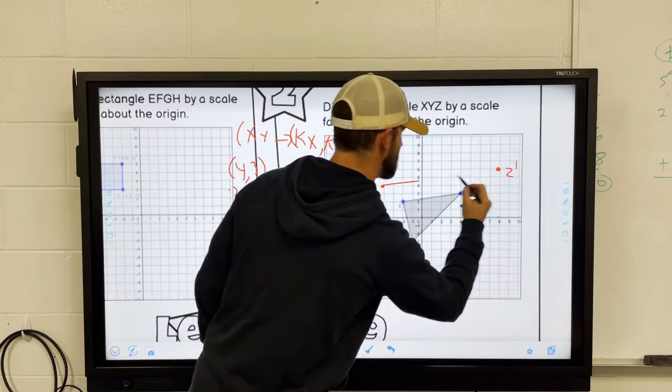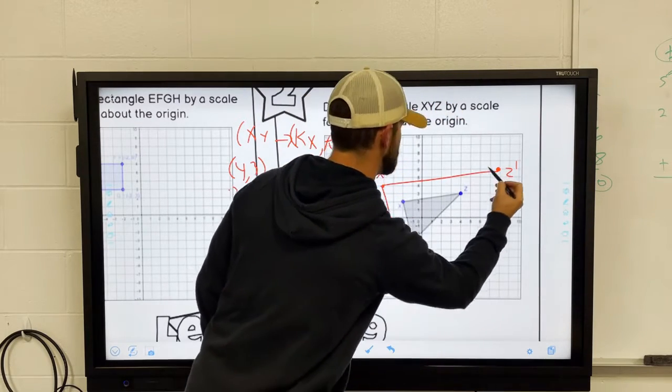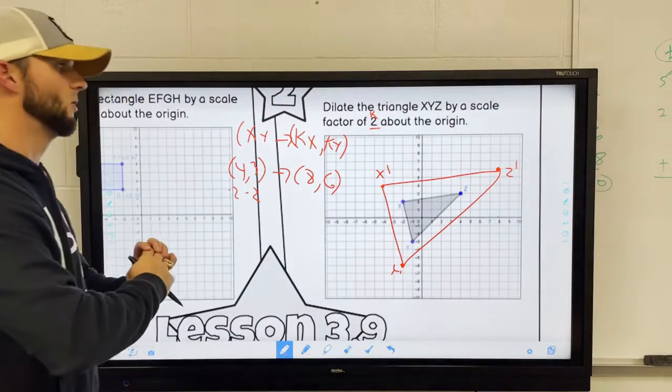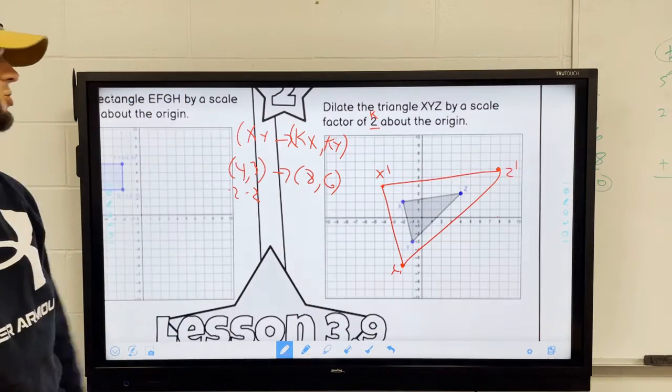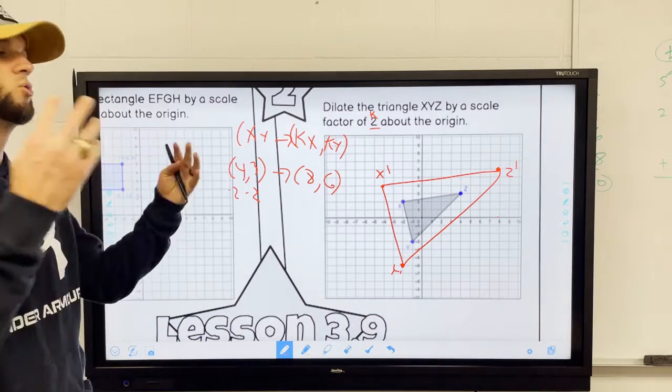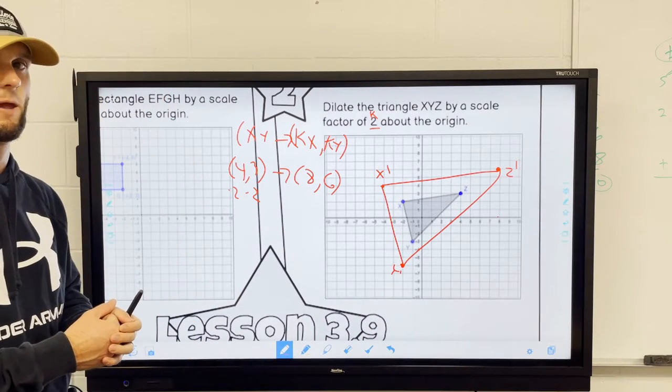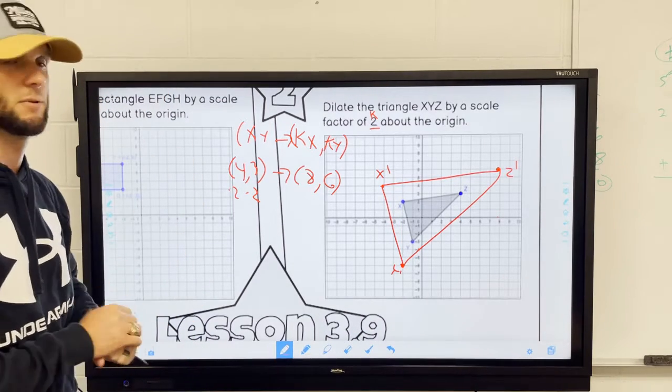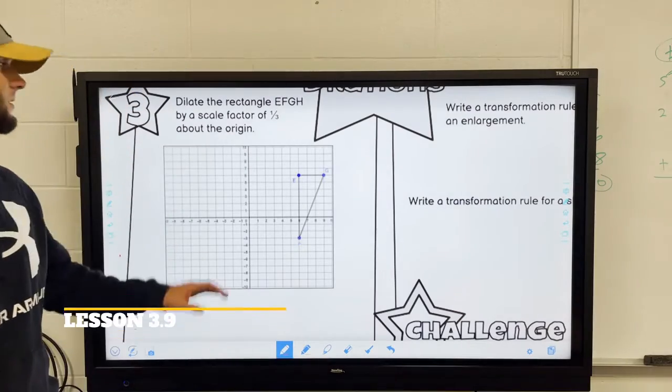If I actually connect my points here, you can see that my triangle has gotten bigger compared to my other triangle because I multiplied it by a scale factor of 2. I actually made it 2 times as big as it was, okay? All right, so let's look at example number 3.